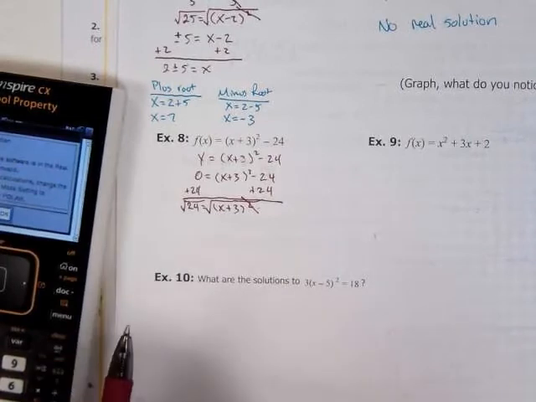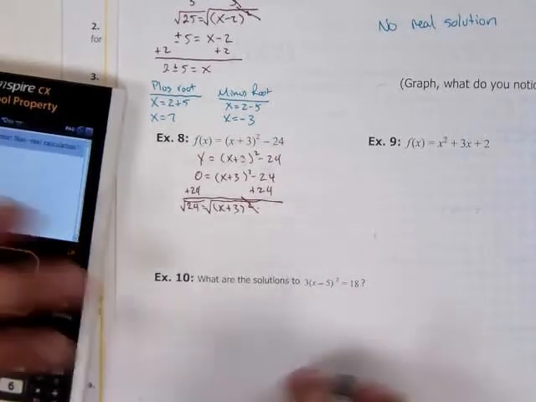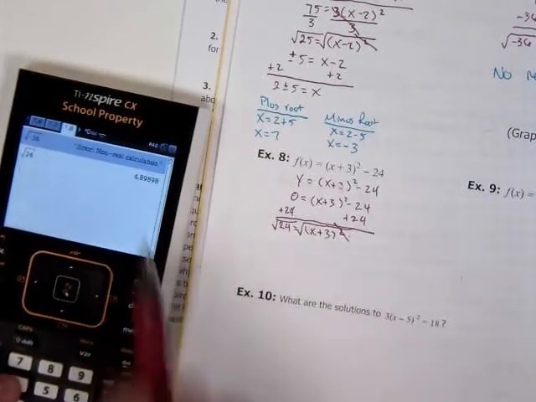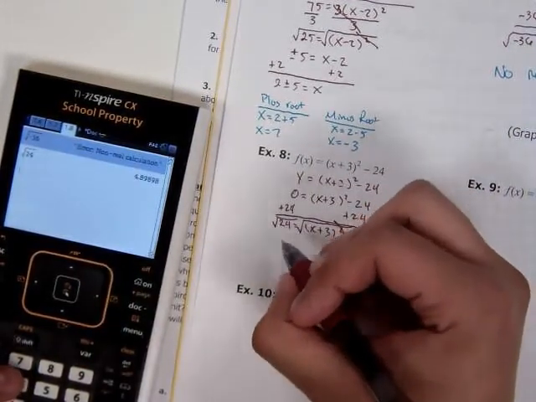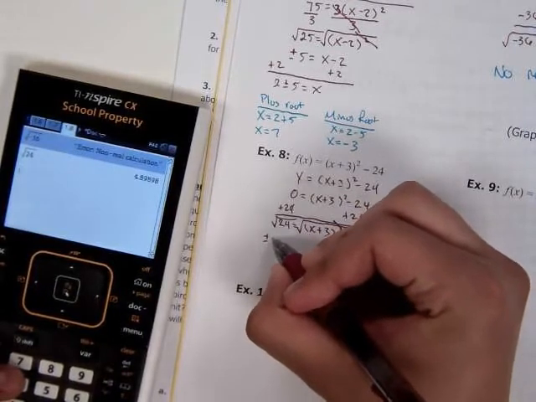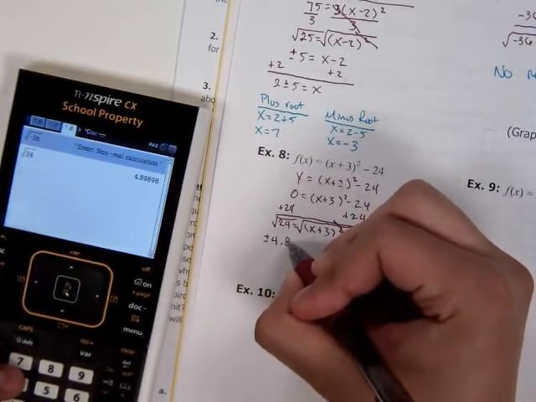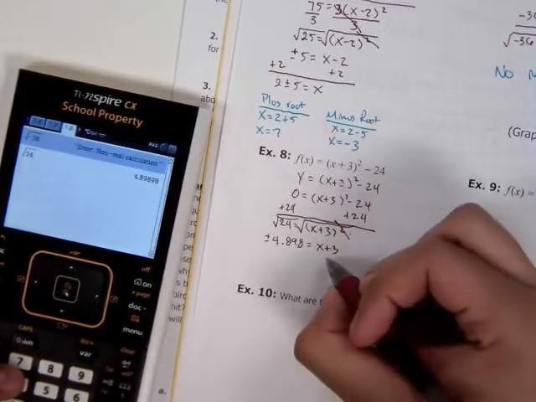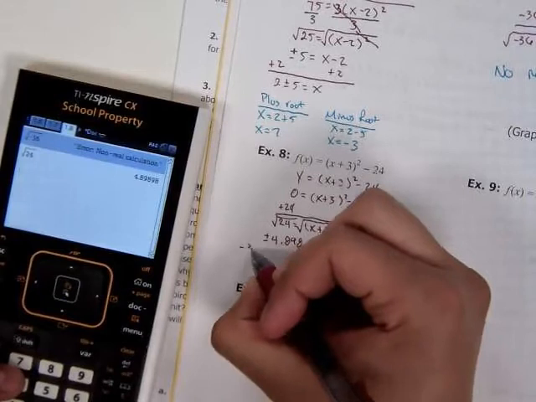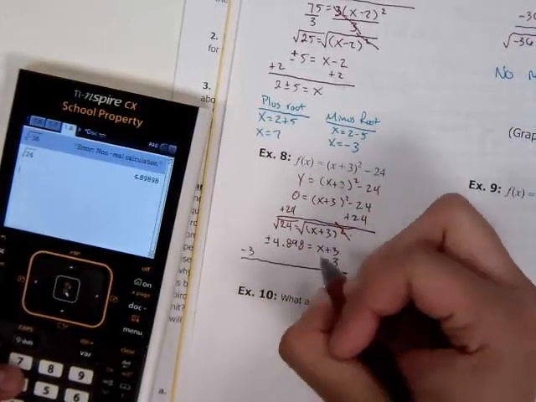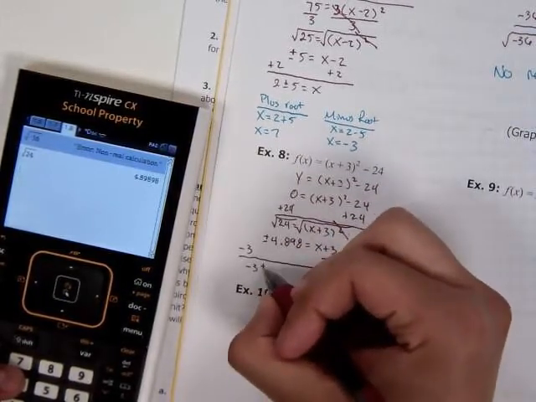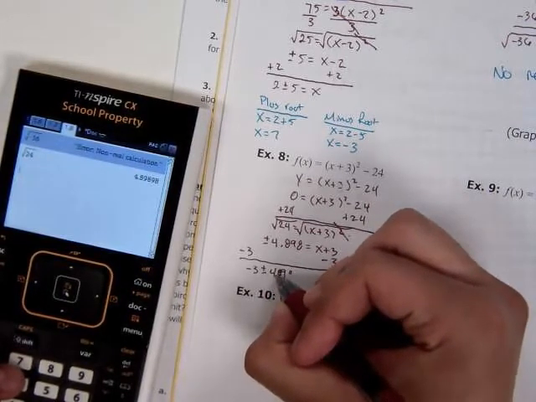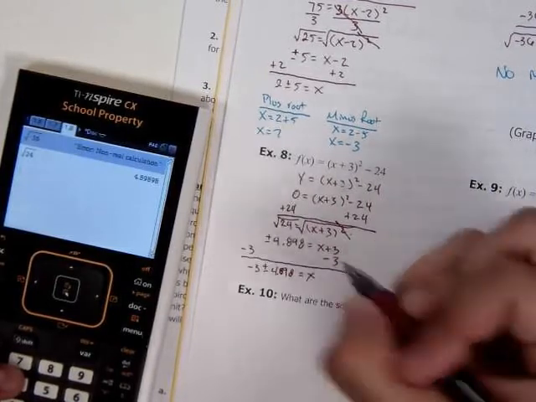We took that earlier. Square root of 24. We're going to go to 3 decimal places. We take the square root, so we have a plus or minus. 4.898 is equal to x plus 3. To get x by itself, we subtract 3 out front in front of the plus or minus. And we get negative 3 plus or minus 4.898 equals x.